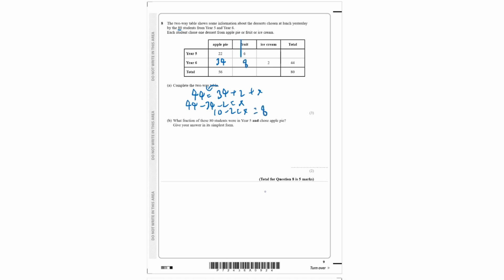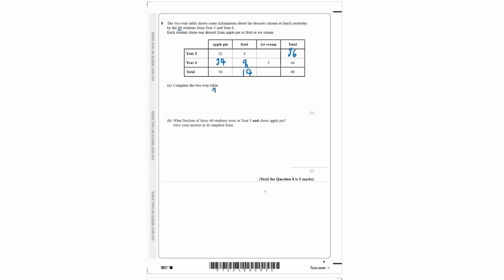Now we can combine fruit. 6 plus 8 is 14. And here, again, we have a total. So 44, one moment, please. We have 80 is equal to 44 plus an unknown. So if we bring 44 to the other side, we have 80 minus 44. So we have 6, 7 minus 4, that's 3. So this is 36.